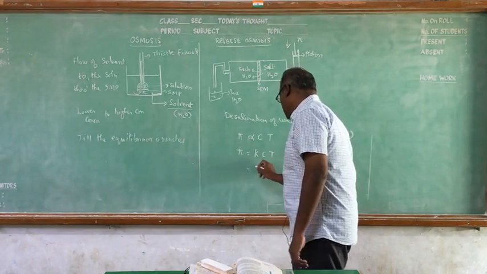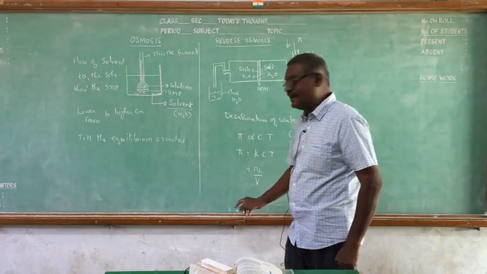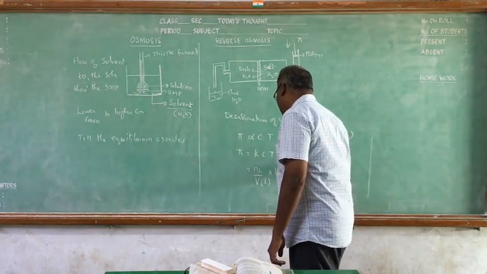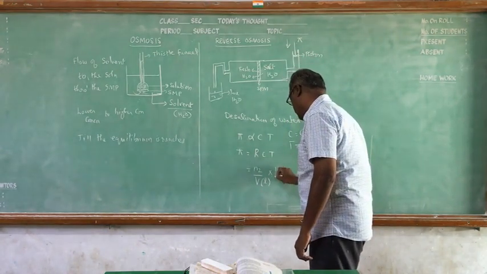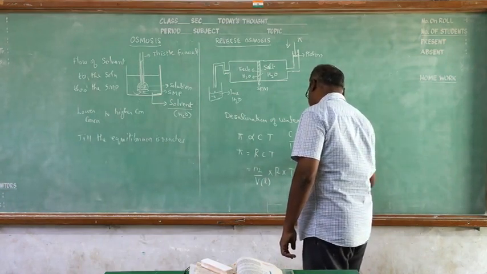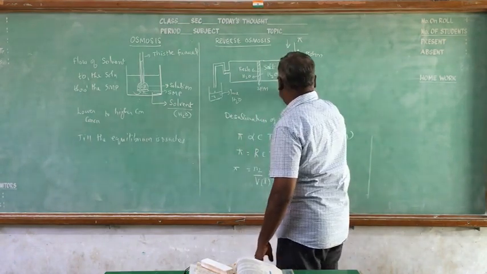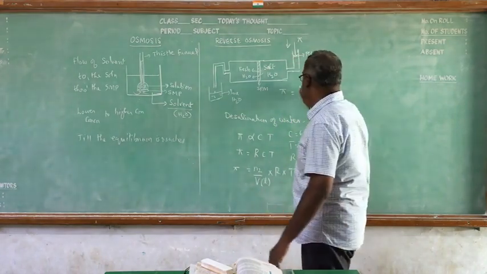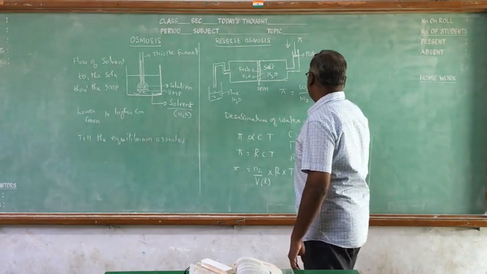So what is C? C is molarity. Molarity is n2 by V. V stands for volume in liters. So pi equals n2 by V into K into T. Here not K, R. We can say R. R is the gas constant. Or if I say, what is n2? n2 is W2 by M2. So W2 by M2 into V.